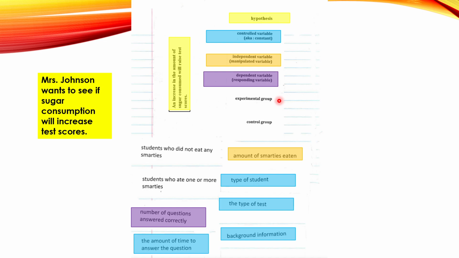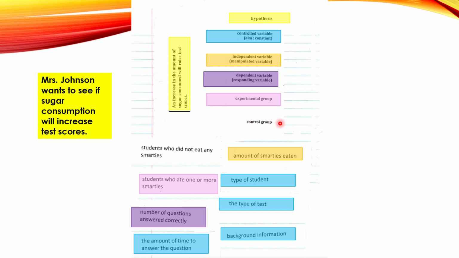Experimental group is who we're doing the experiment on. So they're part of the experiment and they're getting the independent variable. So the students that ate 1 or more Smarties, they are part of the experimental group because they are getting the independent variable. They're getting Smarties. So experimental group, highlight pink. Students who ate 1 or more Smarties, highlight pink.